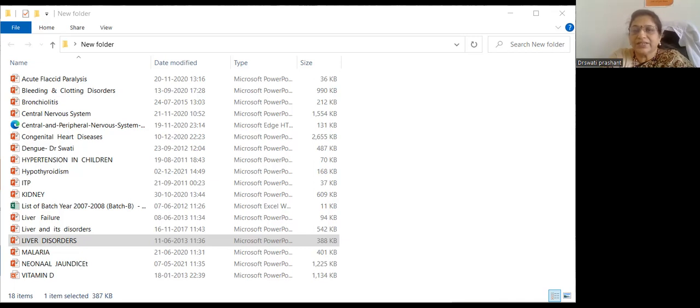SGPT is severely deranged in neonatal hepatitis. It is mildly deranged in atresia. Then Australia antigen may or may not be present in hepatitis. It is negative in atresia. On biopsy and operative cholangiography, the cholangiogram will be normal in hepatitis. A block is seen in atresia. So these are all the differences.